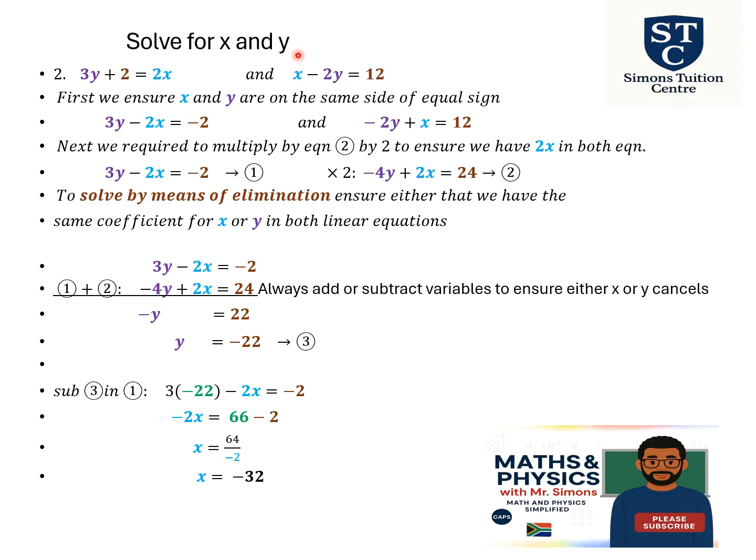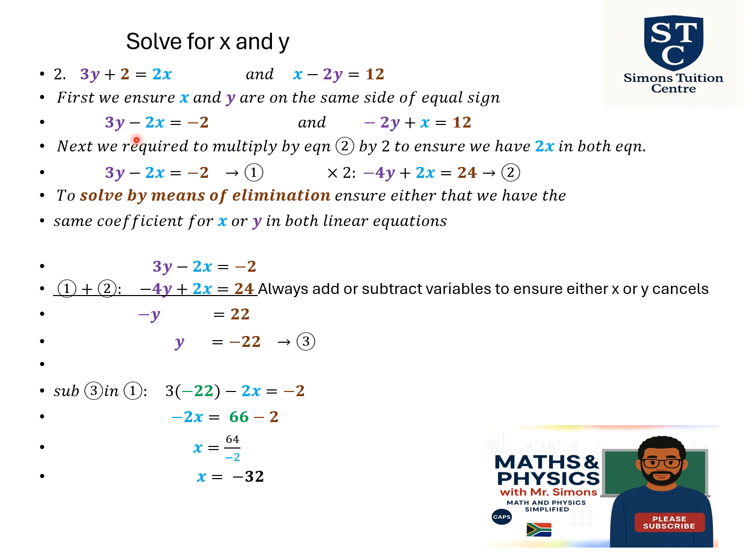Solve for x and y. They gave me 3y plus 2 equal 2x and x minus 2y equal 12. To solve by elimination, I'm always going to try to ensure that I have the same values at the same place. So first ensure x and y are on the same side of the equal sign. I bring 2x over: 3y minus 2x equal negative 2, taking positive 2 to the other side as negative 2. Because I have y first, I'm going to put y in the same place in the second: minus 2y plus x equal 12.